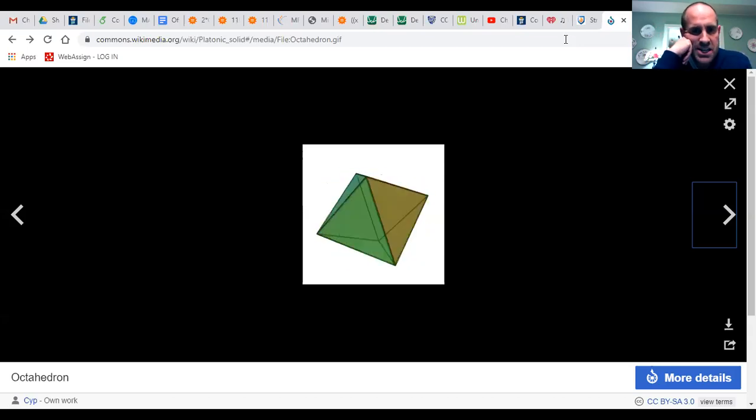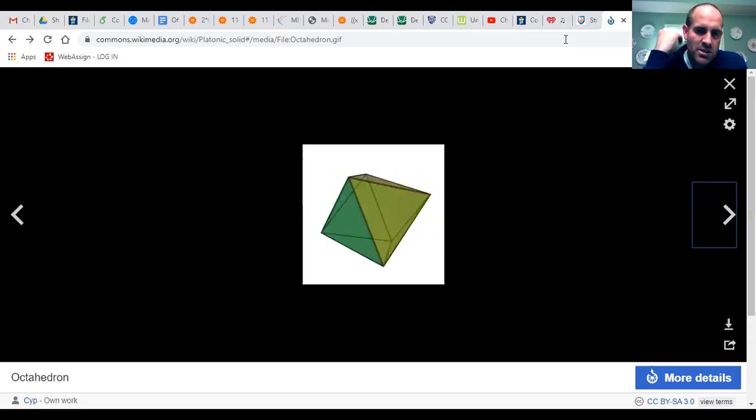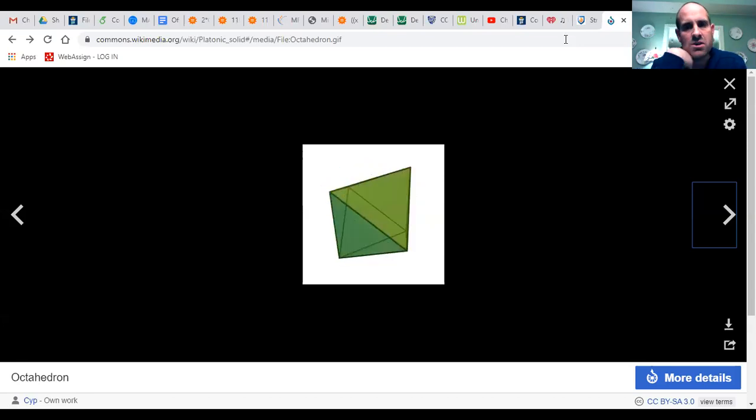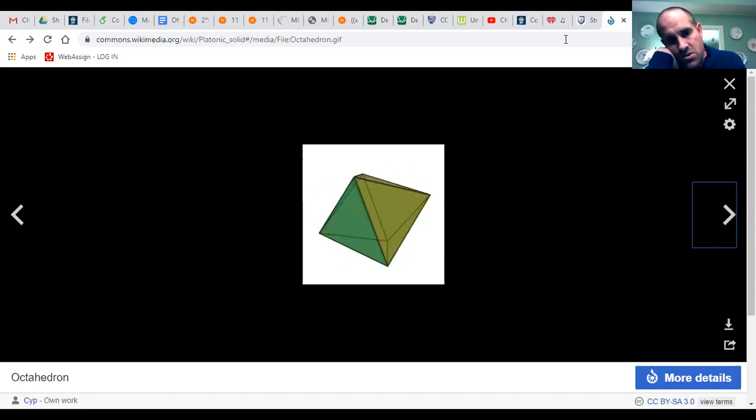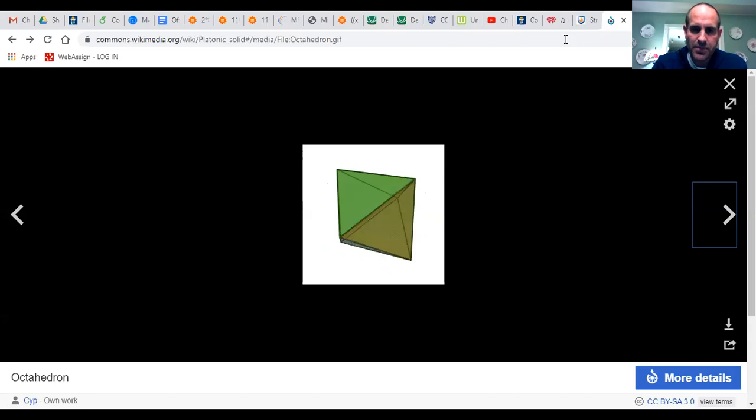How many edges do we have? Well, there's 4 going down from that top vertex, 4 going around the middle, and then 4 going up from the bottom vertex. 4, 8, 12 total edges. So 6 vertices, 12 edges, 8 faces on this thing.